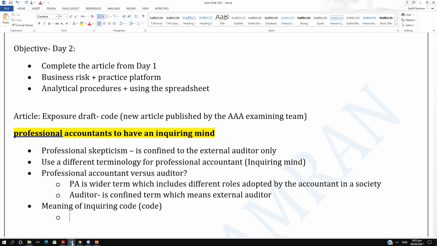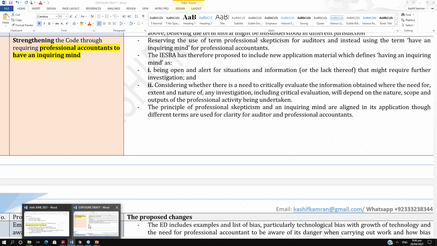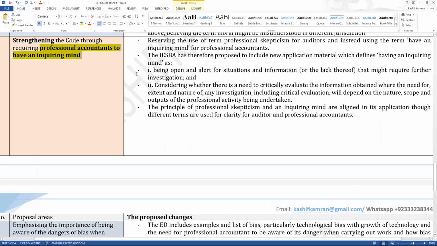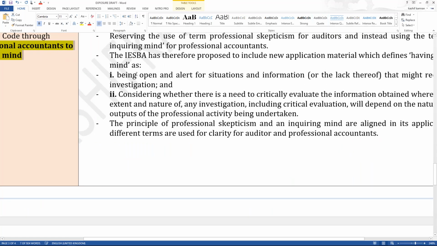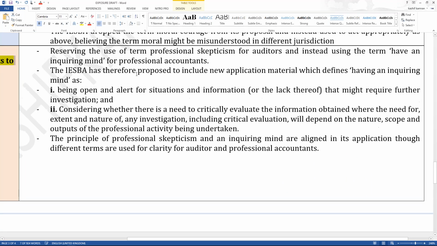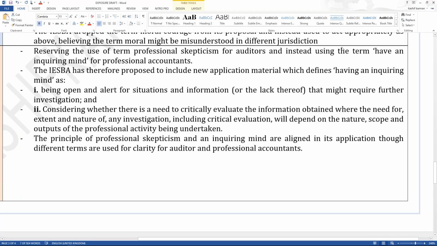Okay, let's go back to my summary. In the summary, let's see what's the meaning of the word inquiring mind. Let me put that in front of your screen now, and let's start to discuss it. Number one, reserving the use of the term professional skepticism for the auditor and instead using the term having an inquiring mind for a professional accountant. So we are reserving the term professional skepticism for the auditor and instead using the term having an inquiring mind for a professional accountant.